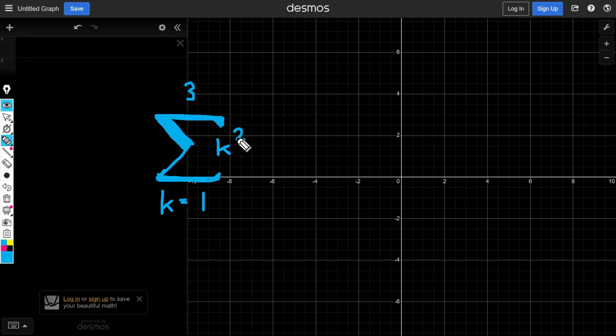The k squared is the sequence itself, and we're trying to find the sum of all of its terms between 1 and 3. So the first term we know is 1 squared, the next term in line would be 2 squared, and then it ends at 3, so our last one would be 3 squared. Do our math, we get 1 plus 4 plus 9, which should give us 14. It's not too hard to understand. We need to remember this is the lower bound and that's the higher bound.